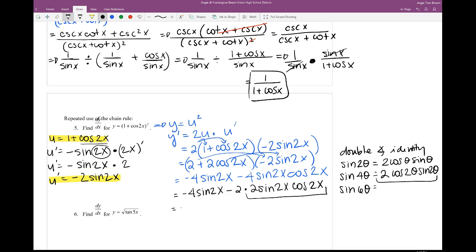So from here, I would have -4 sine of 2x minus 2 sine of 4x. And this is as simplest form as we can go, because I can't combine these at all because they're different. One's a double angle and one's quadruple angle, so there's not much we can do. But that's as far as we can go.